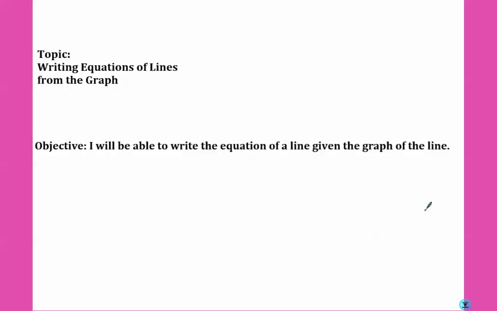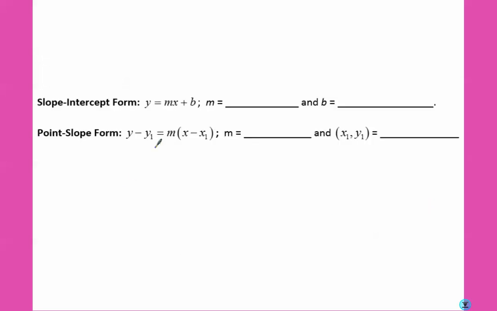All right, today we're going to be writing equations of lines from the graph, and our objective is that we will be able to write the equation of a line given the graph of the line. So there are two different forms of lines that we're going to be working with. We have slope-intercept form, which is y equals mx plus b. M stands for the slope, and b stands for the y-intercept.